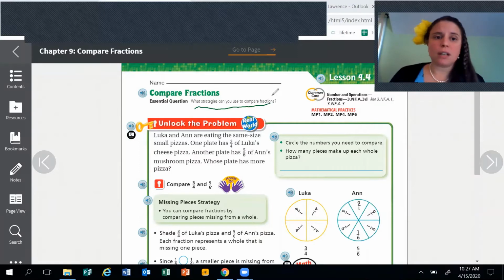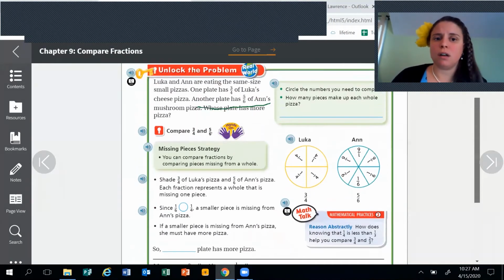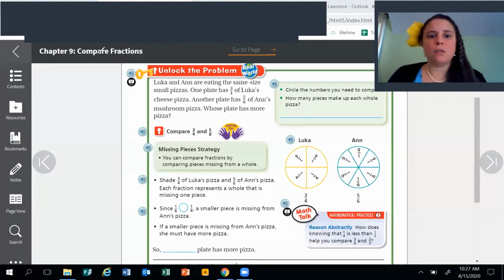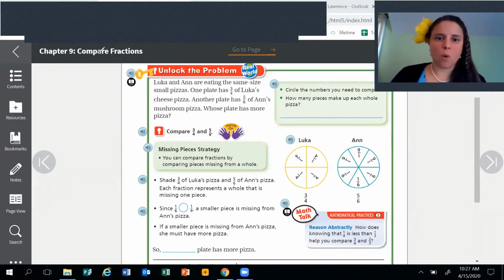All right, so let's go ahead and just start on our word problem. Luca and Anne are eating the same size small pizzas. One plate has 3/4 of Luca's cheese pizza. Another plate has 5/6 of Anne's mushroom pizza. Whose plate has more pizza?